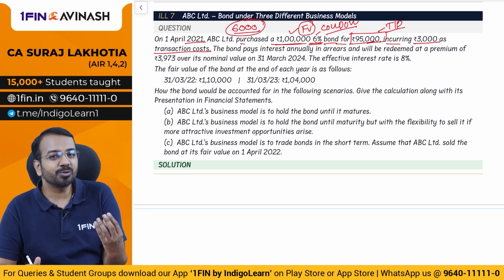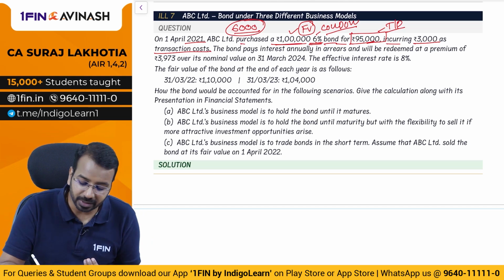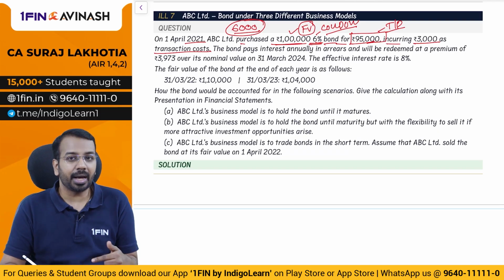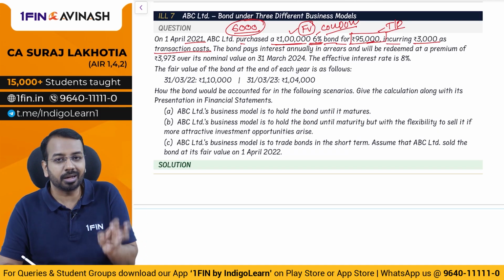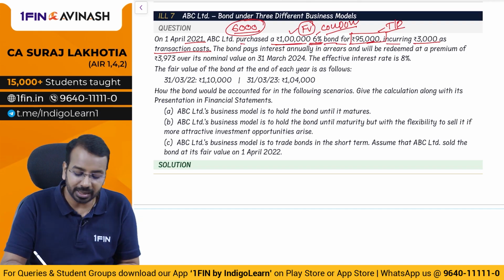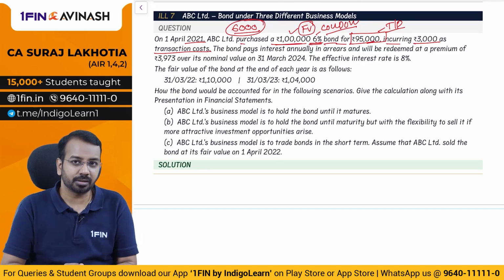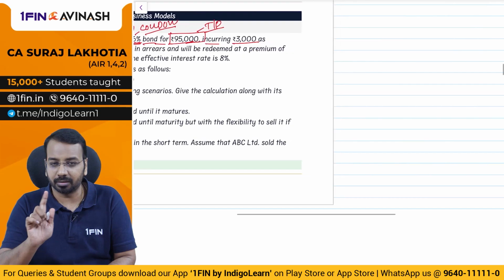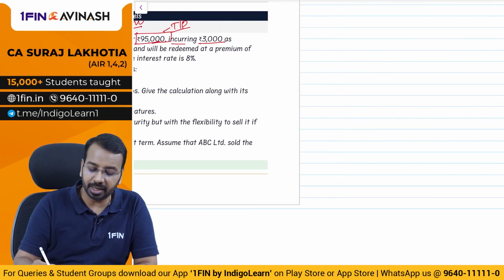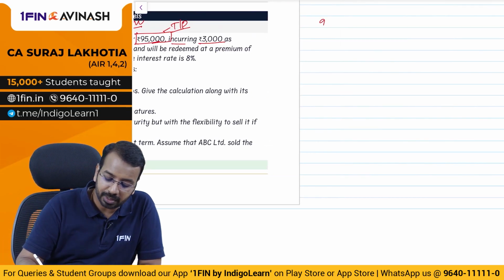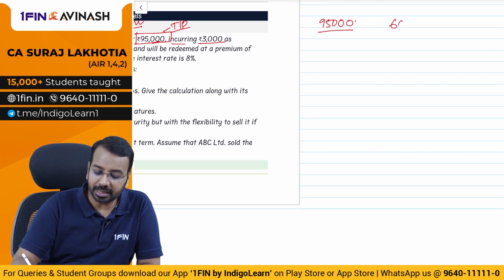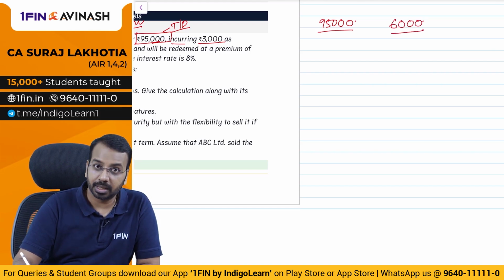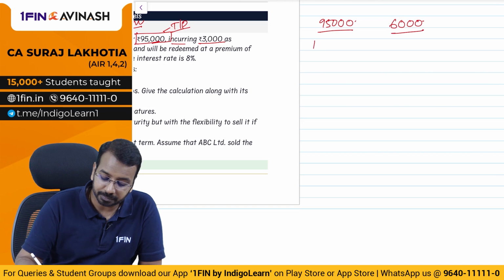If I am getting 6,000 as interest, by investing 95,000, will my interest return, that is my interest income, be 6% or more than 6%? For example, if I take only 1 year period and I say I will buy something at 95,000, on this I am getting 6,000 interest. If I had invested 1 lakh, then I know it is 6%.